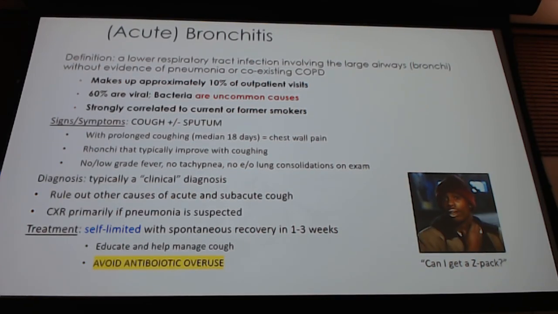Okay, bronchitis. So, lower respiratory tract infection. Bronchitis is a very common ICD-9 code we use. It means inflammation of the bronchi. Everybody knows what itis means. Anytime you see itis, epiglottitis, it means inflammation of the epiglottis. Bronchitis means inflammation of the bronchi. It involves the bronchi, and makes up about 10% of outpatient visits in general, depending on the population you serve. Most of them are viral. Bacteria are uncommon.